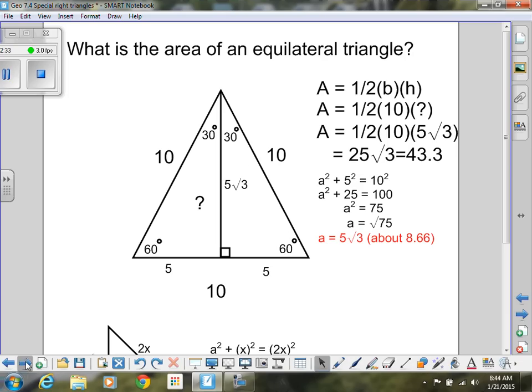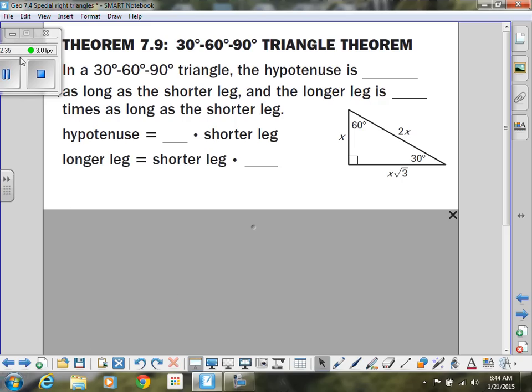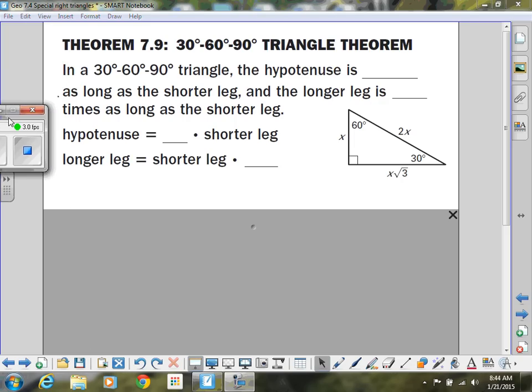So let's summarize that. So in our 30, 60, 90 triangle, we know that the hypotenuse is always going to be twice as long as that shortest leg. All right, and then the longer leg, which is across from the 60-degree angle, that's always going to be square root of 3 times as long as the shorter leg.